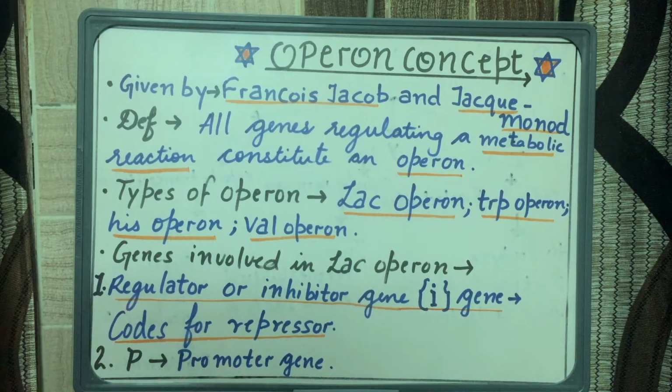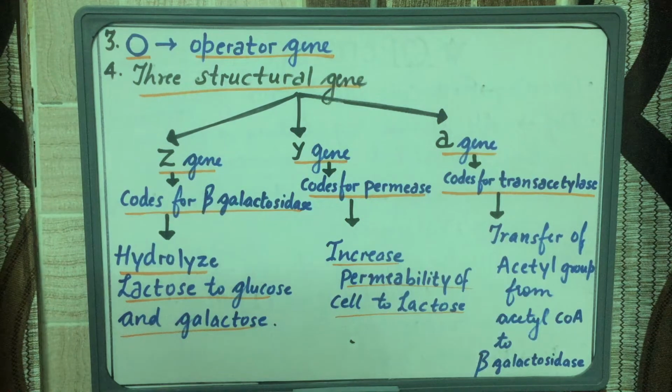Now let us study the genes involved in LAC operon. The first gene involved in LAC operon is the regulator or inhibitor gene, which is denoted as gene I. This gene codes for repressor. The second gene is the promoter gene, which is denoted by the symbol P. The third gene is the operator gene, denoted by O.